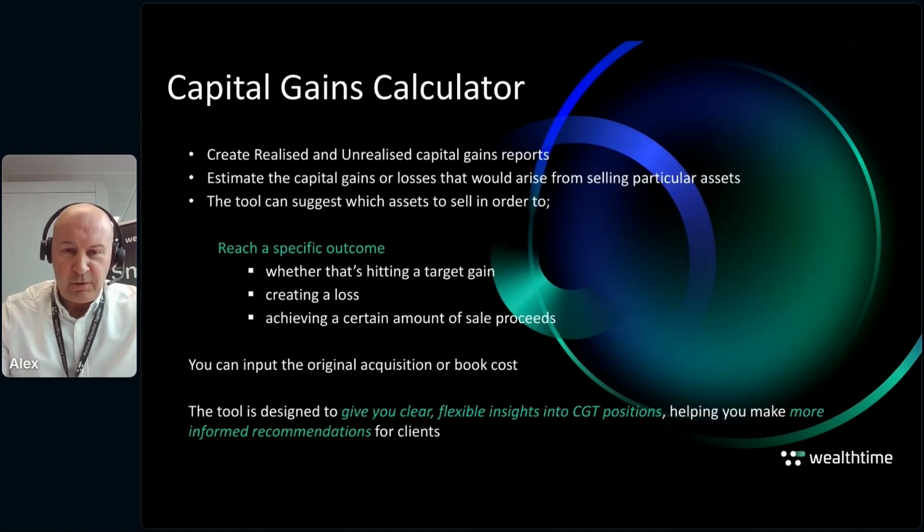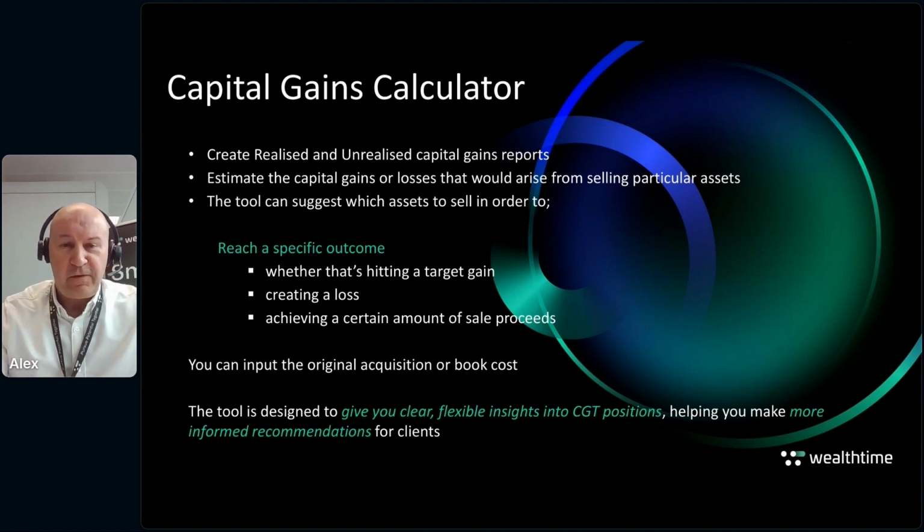So let me outline what the tool can do and how it supports your day-to-day activity. It can generate both realized and unrealized capital gains reports, giving you a clear picture of a client's current position and their potential future gains. You can model gains or losses that would arise from selling specific assets, which is ideal when clients want to understand the tax impact before they transact anything. The tool can also suggest which assets to sell to meet a particular objective, whether you're targeting a gain, creating a loss, or aiming for specific proceeds. For assets that are re-registered onto WealthTime, you can enter the original acquisition or book cost to keep calculations accurate and complete.